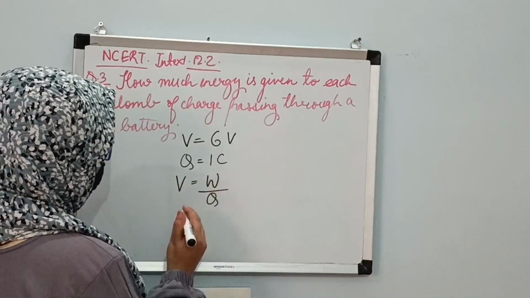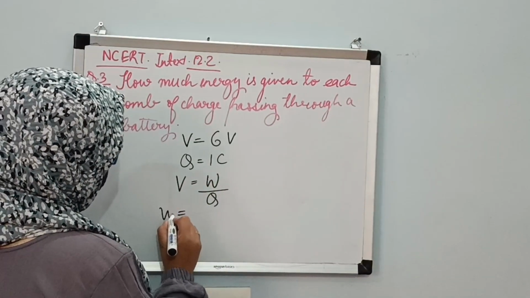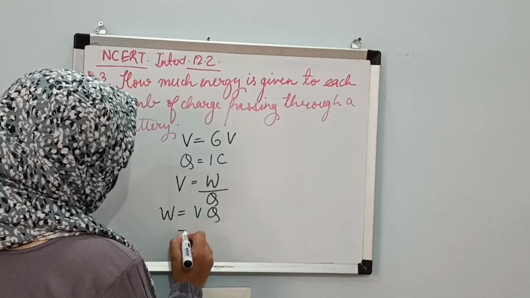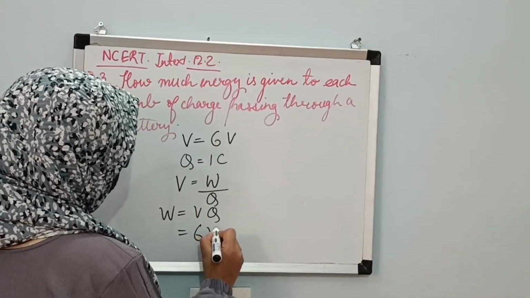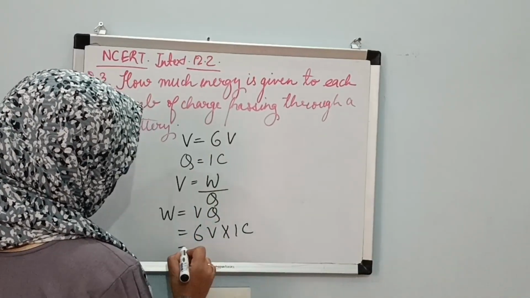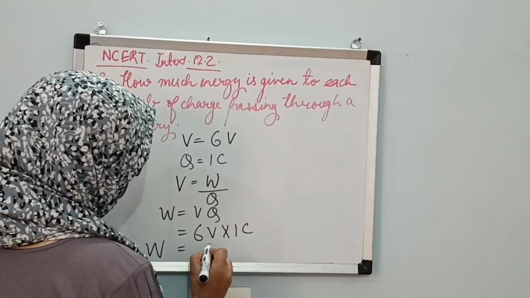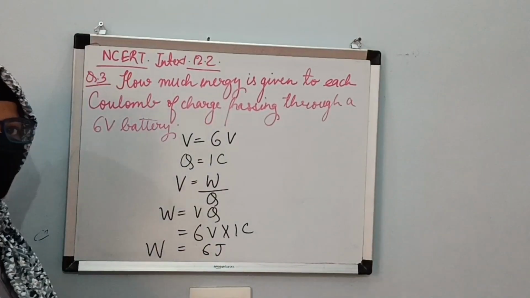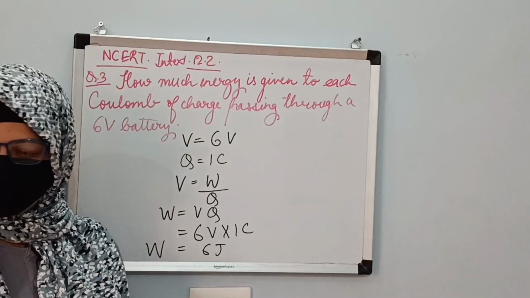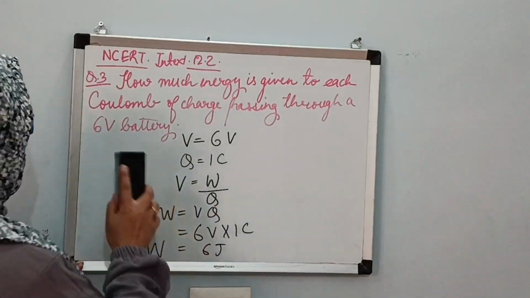So V is equal to W by Q. So W is equal to V into Q. So V is 6 volt and Q is 1 coulomb. So work done is equal to 6 joule. That's it. Simple. Okay. Now we'll move on to the next question.